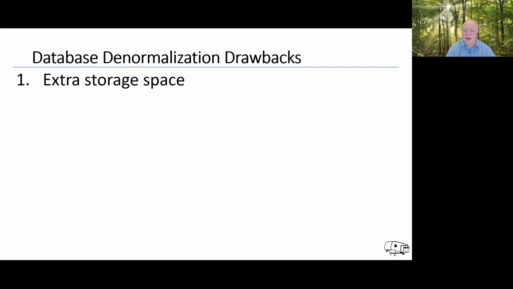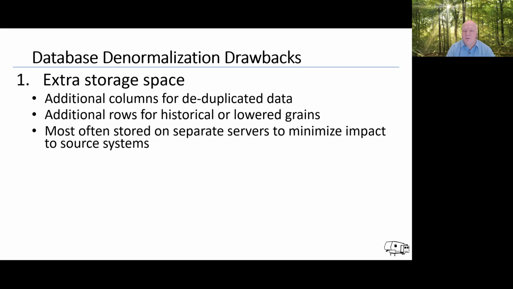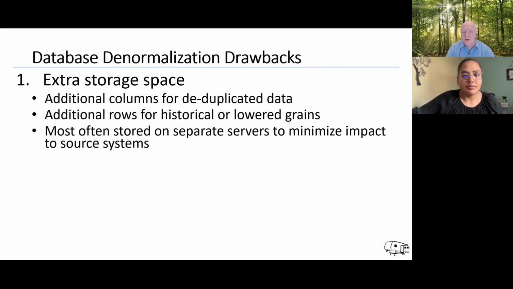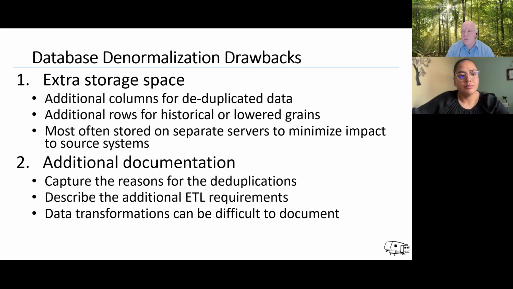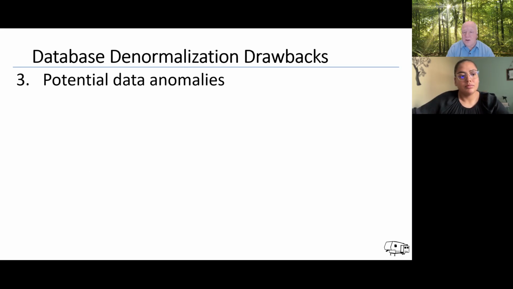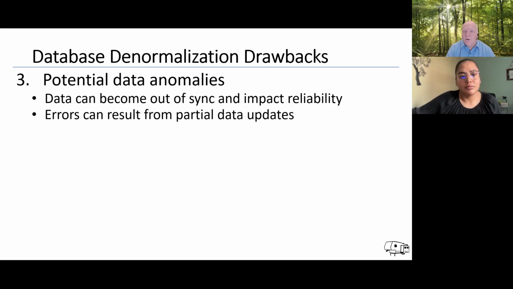Now, there are some drawbacks. Of course, one of them is that we're going to have extra storage for this data. And if storage is cheap, then that's probably not a problem. We also have to maintain our documentation to show where these transformations were occurring, and that's usually also not a problem. We want to be careful of potential data anomalies and make sure that if data becomes out of sync, it could impact our reliability. So we want to make sure that synchronization is up to date.